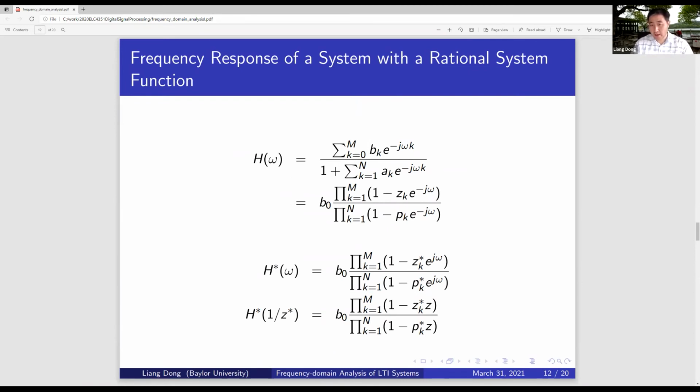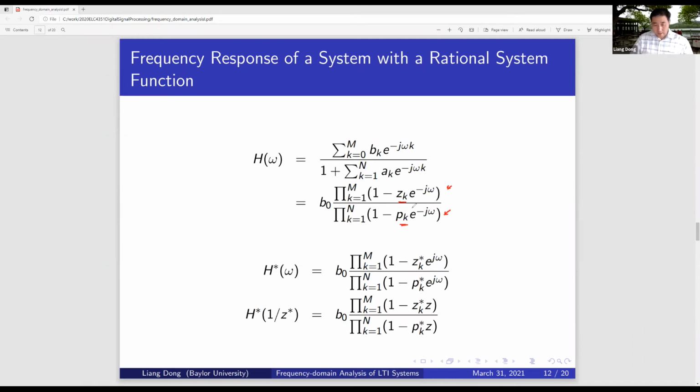So write this out as a rational system function. So H(omega) is written in this format. Then the polynomial, we can factorize into a product on the numerator and a product on the denominator. And here, all these z sub k's are the zeros, and all these p sub k's are the poles, the same as we defined zeros and poles for a z transform.